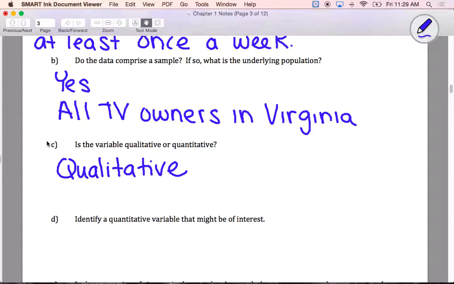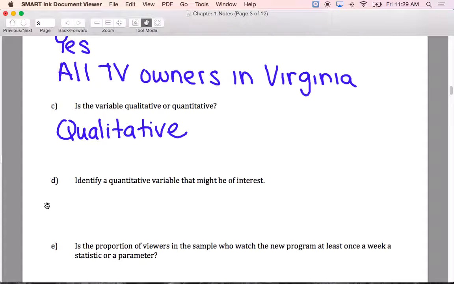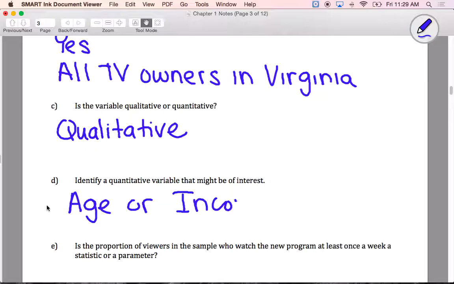Then for D, they want you to identify a quantitative variable that might be of interest. So if we are surveying these different TV owners, you might want to know maybe their age or income. Those might be two things that might be important to look at as we go through this study. So maybe the age of the TV owner or the income of the TV owner.